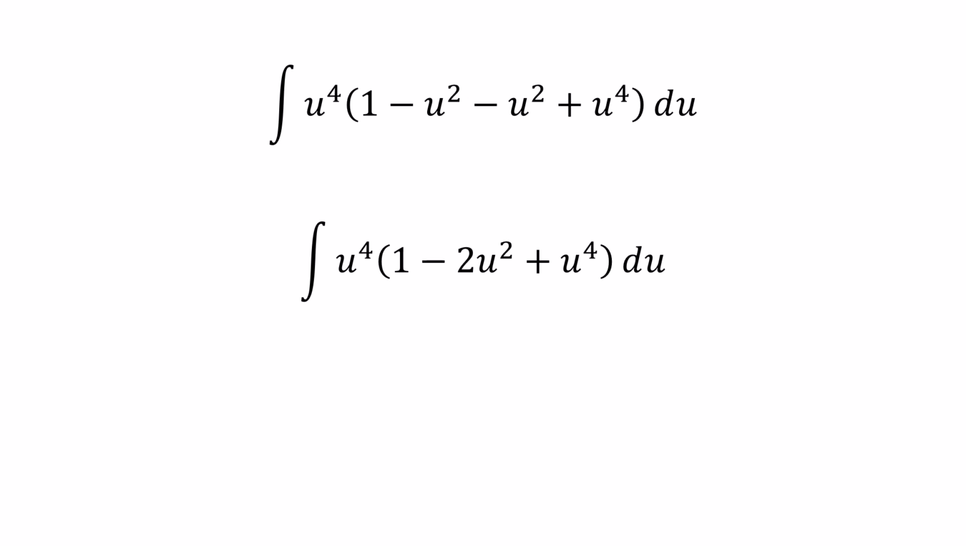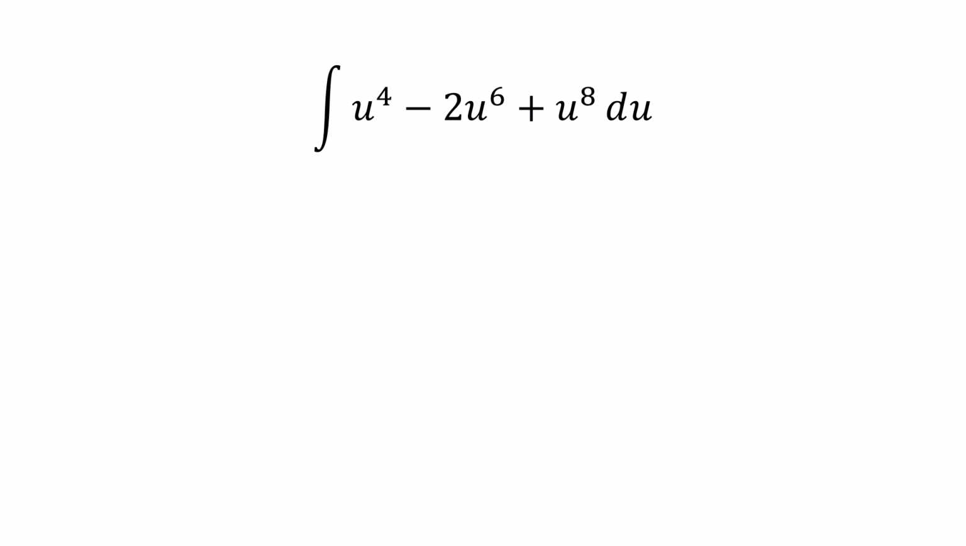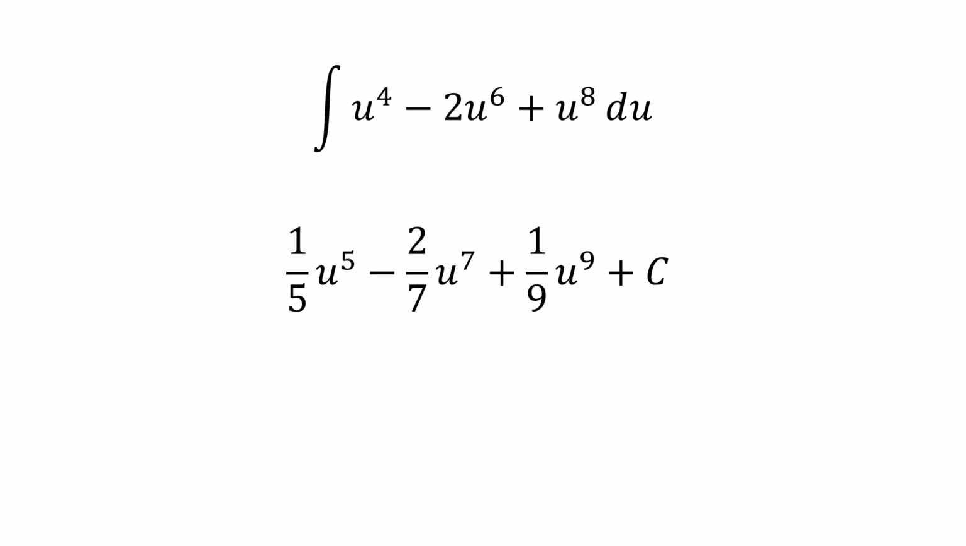Distributing the u to the fourth term, we obtain the integral of u to the fourth minus 2u to the sixth plus u to the eighth du. Integrating then gives 1/5 u to the fifth minus 2/7 u to the seventh plus 1/9 u to the ninth plus c.